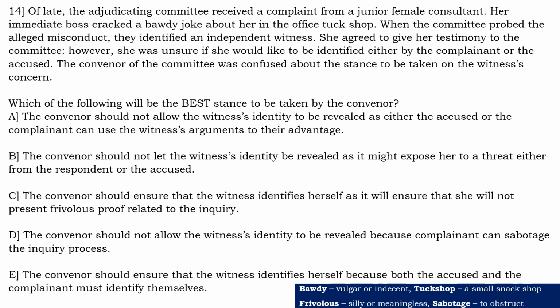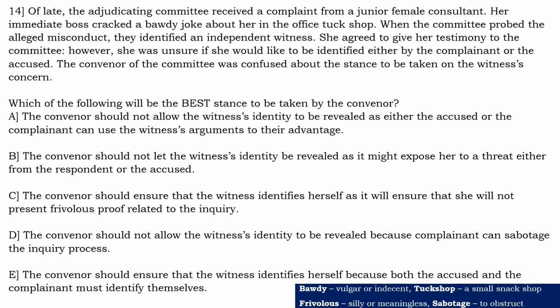Option B, the convener should not let the witness identity be revealed as it might expose her to a threat either from the respondent or the accused. Yes, this is a logical suggestion or a logical thing to do, because the convener's reason for not allowing the identity of the witness to be revealed is that she might face a threat from either the respondent or the accused, because her testimony or statement could be favorable to either of the parties.